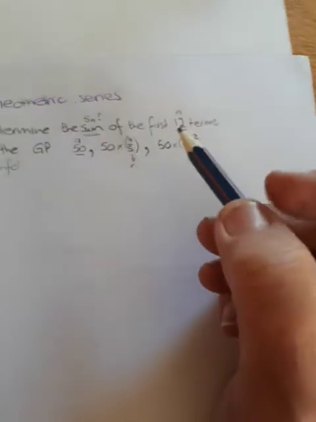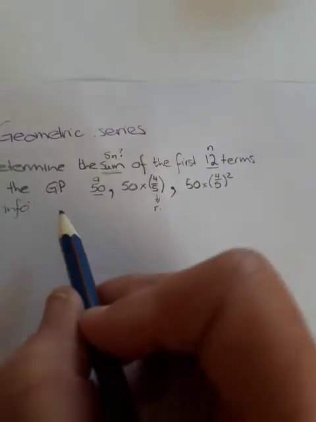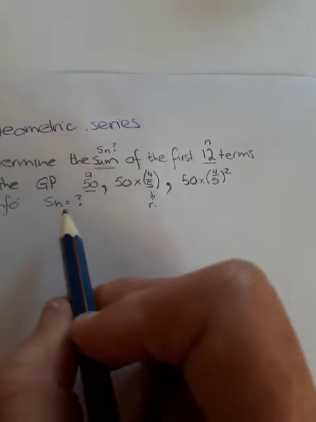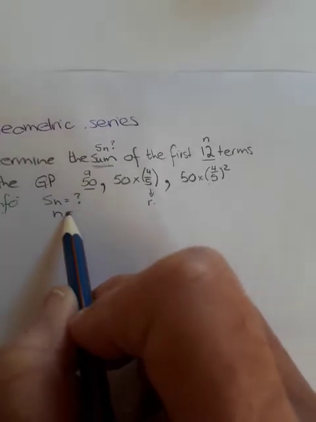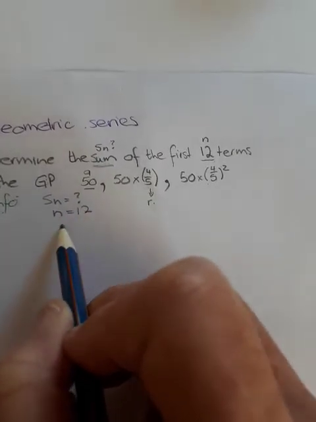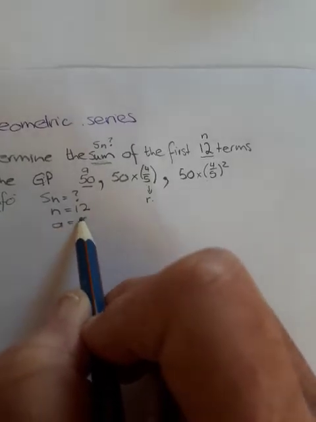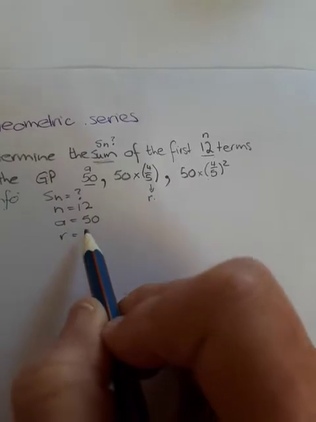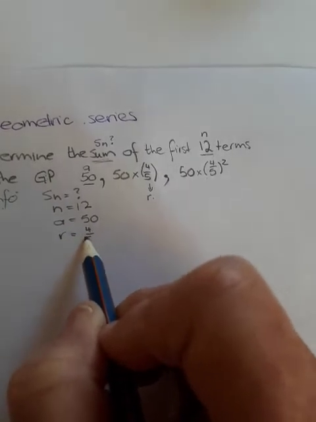All right, so when we identify information, let's write it down neatly. Sn is being asked. We've got n, which is 12. We've got a, which is 50. And we've got the ratio, which is 4/5.